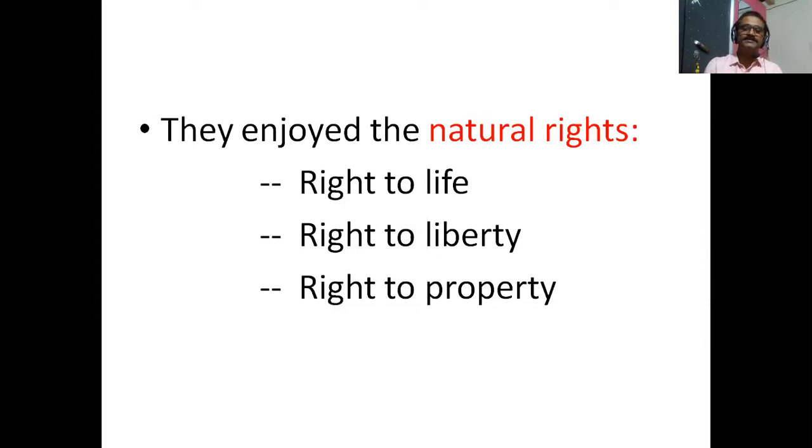That is why the state of nature was filled with peace and compassion, and during the state of nature every human being equally enjoyed the natural rights: the right to life, right to liberty, and right to property. These were the natural rights. They are natural in the sense that they are given to man by nature because of his rational nature, his capacity to think rationally. So these are the natural rights: right to life, right to liberty, and right to property.